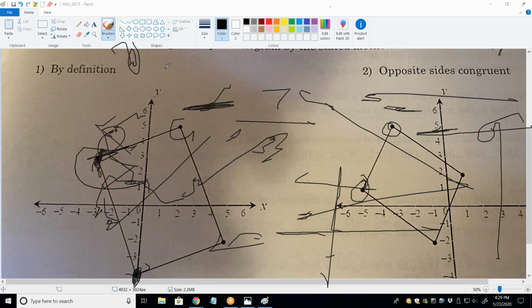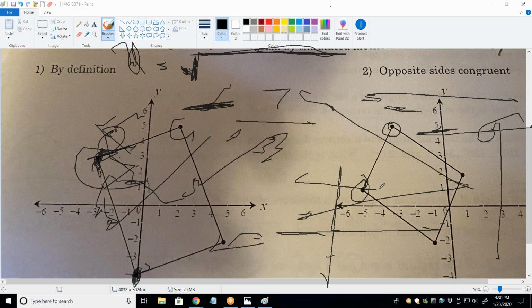Like D equals the square root of x2 minus x1, squared, plus y2 minus y1, squared. That's what I meant. D equals. That's your beginning thing. Why is it the square root? Because that's the hypotenuse of a triangle.